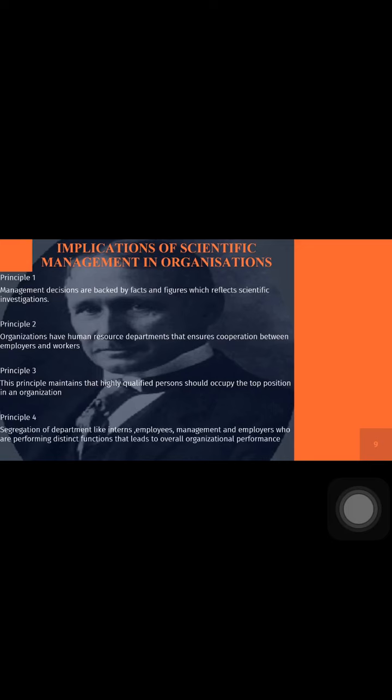Fourth principle, segregation of departments like interns, employees, management, and workers who are performing distinct functions that lead to overall organizational performance, as a way of ensuring productivity. Workers are grouped into interns and employees and perform tasks so that the work will go at a faster rate.